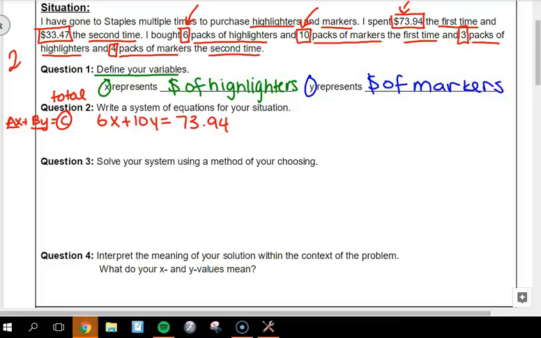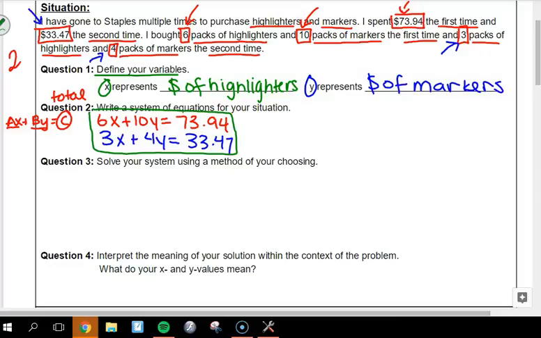All right, now for our second equation, same thing, but now we're using our second trip. So on our second trip, we bought 3 packs of highlighters plus 4 packs of markers equals, second time we spent $33.47. Now in question 3, we have to solve using a method of our choosing. So we want to look at our equations, and what are they set up for? They're really set up nicely for elimination. Since they're both in standard form, elimination is going to be our best bet.